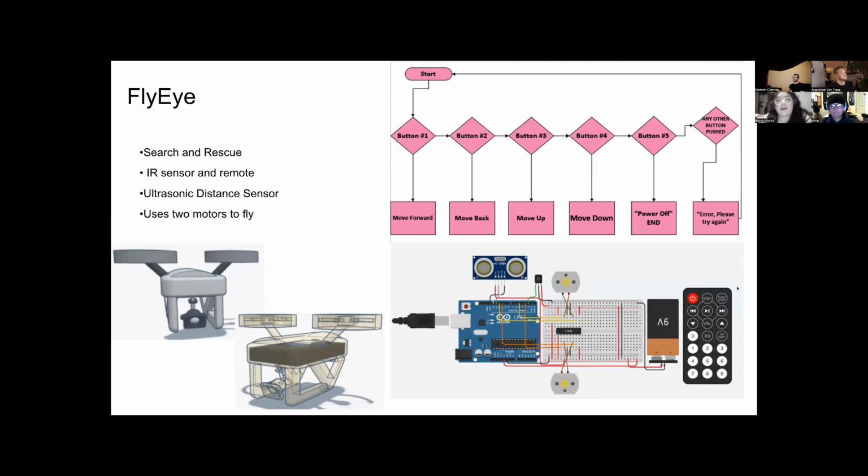Hi, my name is Blanca Ibarra, and this is the drone I designed. It uses two motors, an IR sensor, and a remote for navigation, and a distance sensor as well to ensure the avoidance of objects as it searches. I'm going to go ahead and pass it over to the FlyPhone.